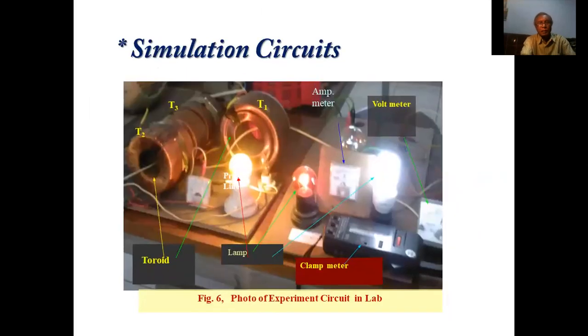And this is a simulation circuit. We use three sizes of toroid. T1 is the big toroid, T2 is the middle toroid, and T3 is the small-size toroid.